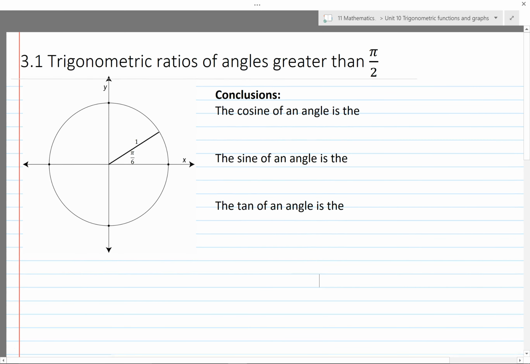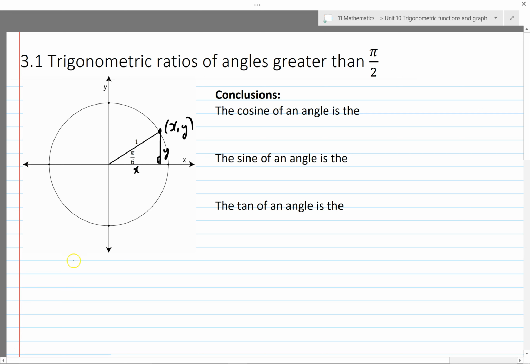So we're finding trig ratios, so sine, cos and tan of angles greater than pi on 2. At the moment we can just find them up to pi on 2. We want to be able to extend this all the way around the unit circle. So the idea is I've got this point here on the unit circle, because it has a radius of 1, which has coordinates of x and y, which means if I draw a little triangle around here with a right angle, this is y and this is x.